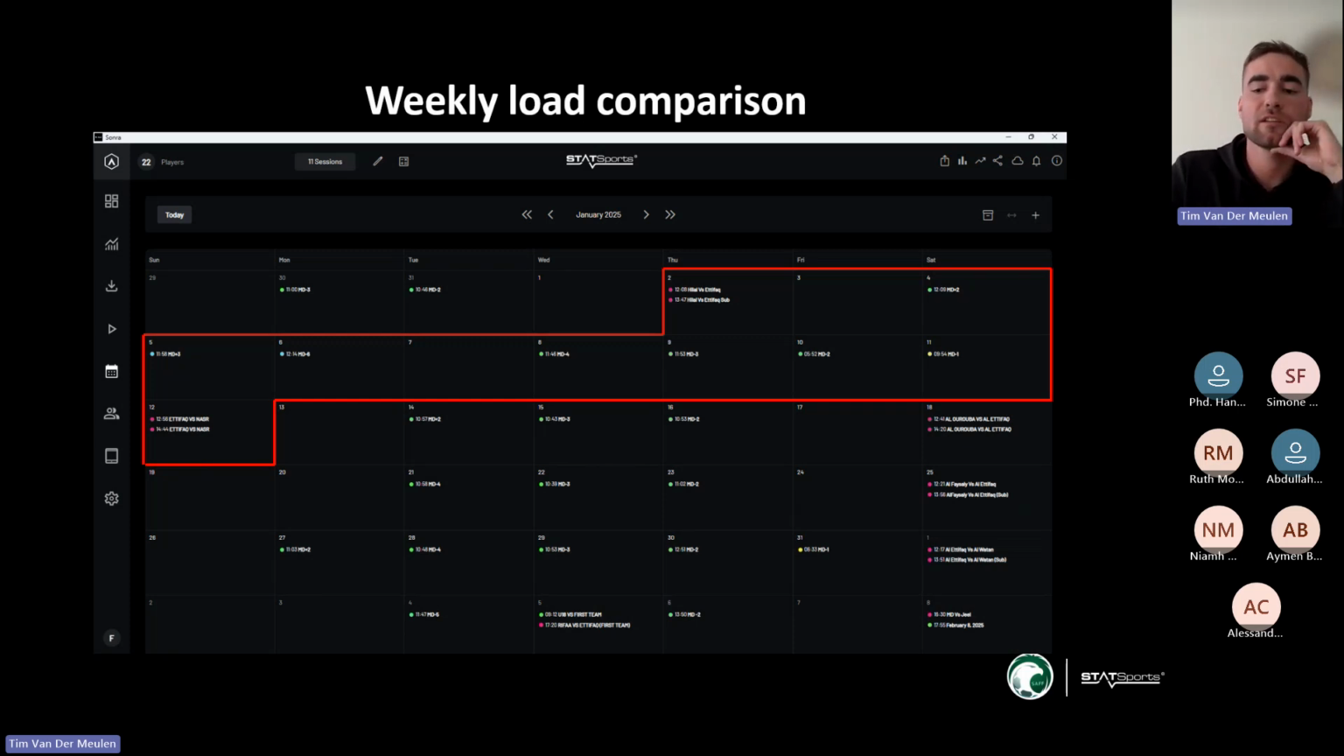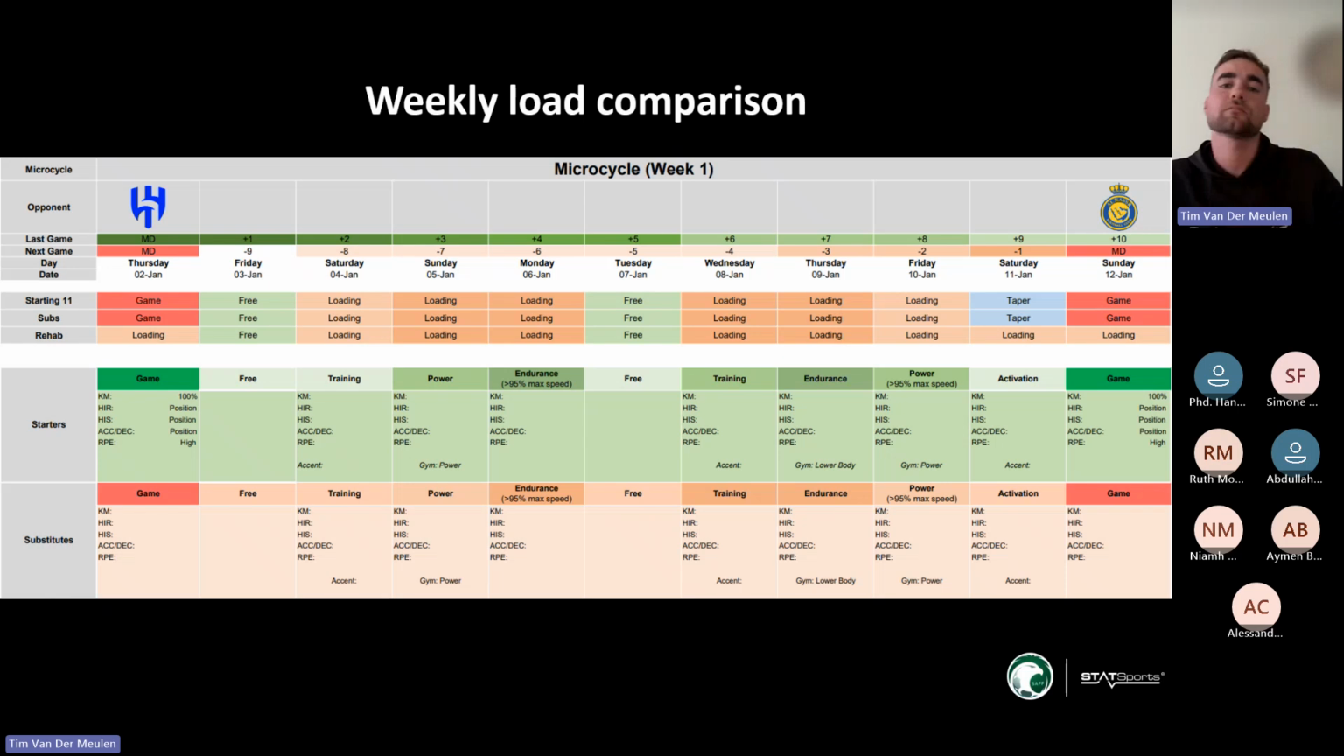So I've created this microcycle as an example in Excel. This is not in Sonra, but I've created this in Excel myself, focusing on specific goals for each different day. So as you can see, these 3 trainings, again with a day after, and again 4 days in preparation of that match against Al Nassr.